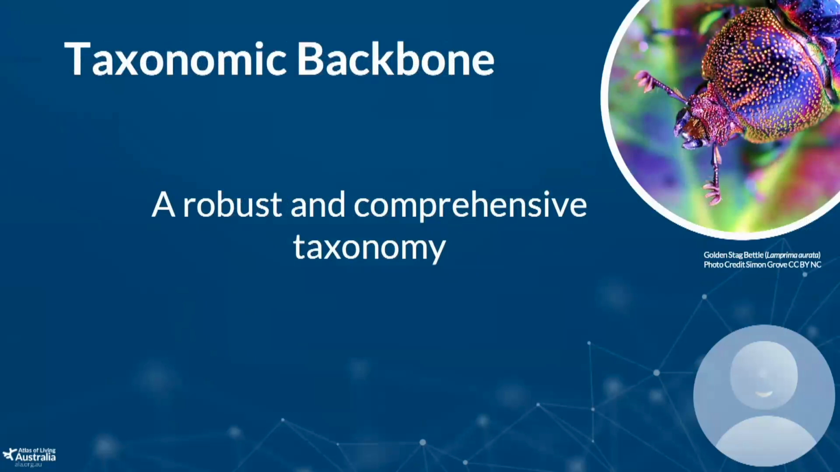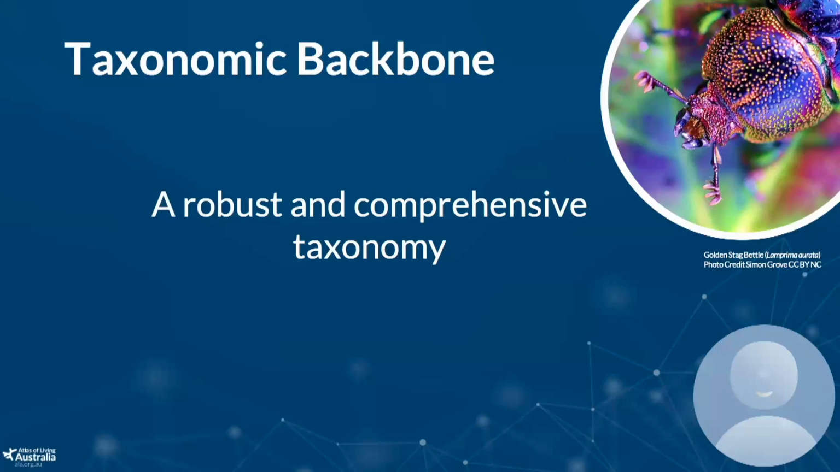We describe our taxonomic backbone as a robust and comprehensive taxonomy. But what do we actually mean by that? The species names in the occurrence records that we're aggregating have come from a diverse range of taxonomic checklists, both current and historical. In building our taxonomic backbone, we're not aiming to be a source of taxonomic truth.